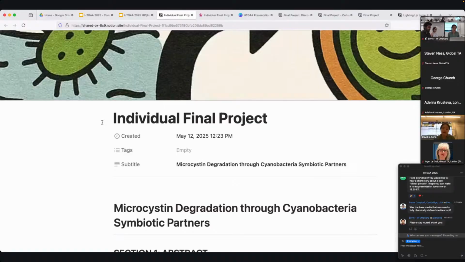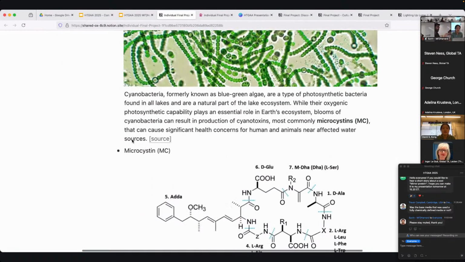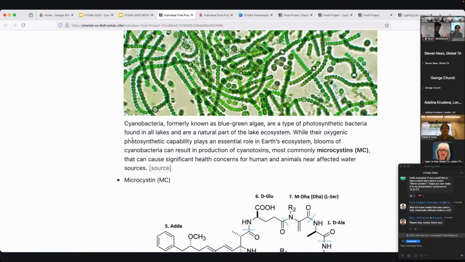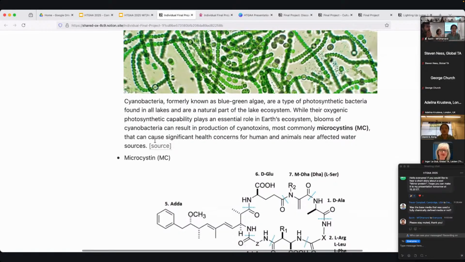Hi, I'm a third-year PhD student in the Department of CEE at MIT, and my project is about degradation of microcystin produced by cyanobacteria. Cyanobacteria is a special type of bacteria that have the capability of photosynthesis, and is a very natural part of the Earth's ecosystem. However, cyanobacteria blooms can cause the production of cyanotoxins, particularly microcystins, that can cause significant concerns for water safety for both animals and human beings.